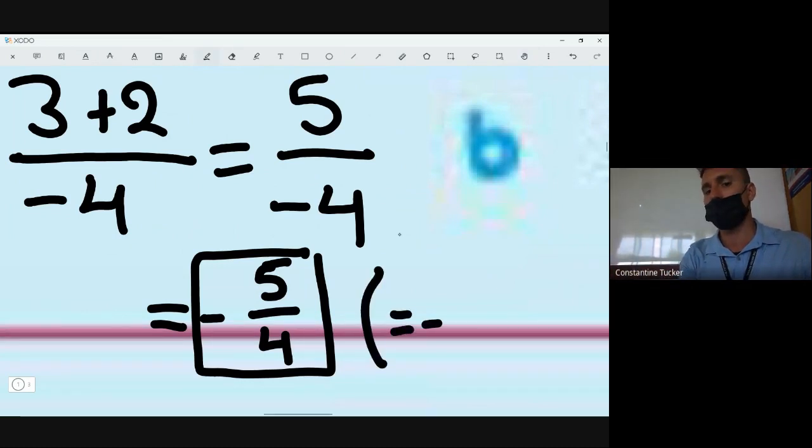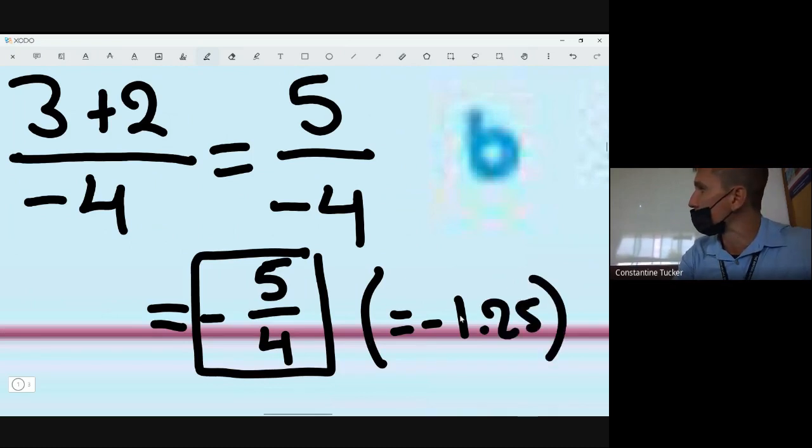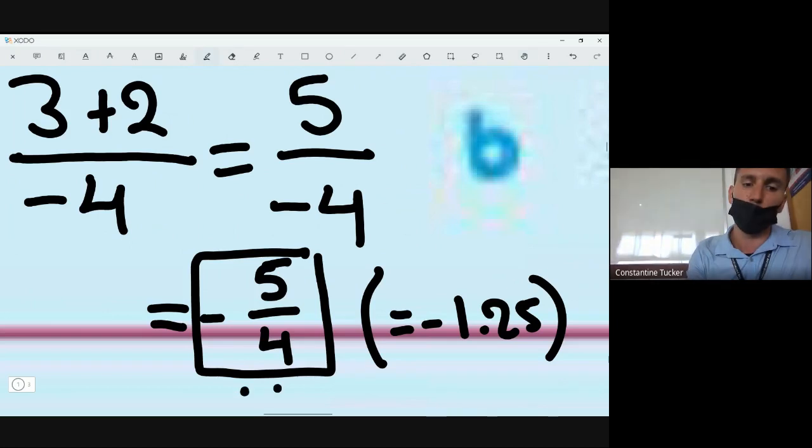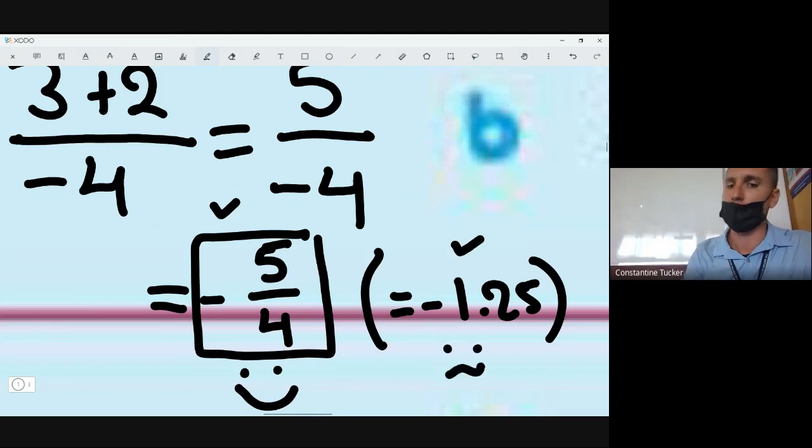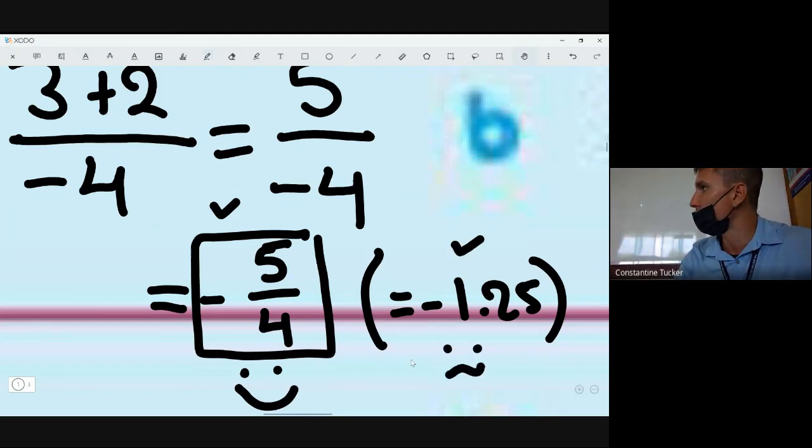If you wanted to, you could write it as minus 1.25. But by no means am I expecting you to do this. You don't need to do this. But if you want to, for some reason, you know how to divide this by 4, you can do that. But what I'm saying is the best one would be to just keep that as it is. This would also be correct, but not necessarily the best thing, because you're spending a bit more time to divide. So I'm not really looking for you to do that.